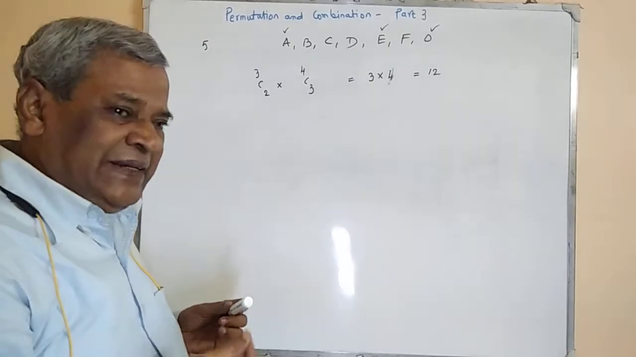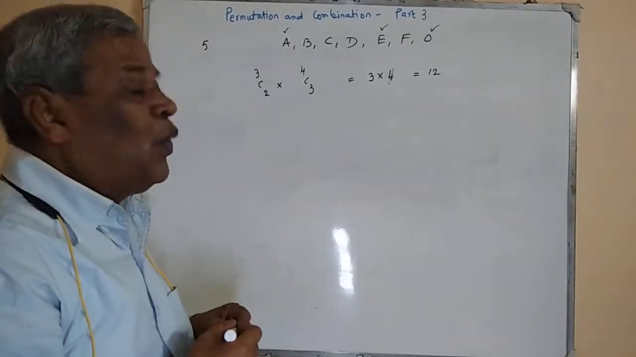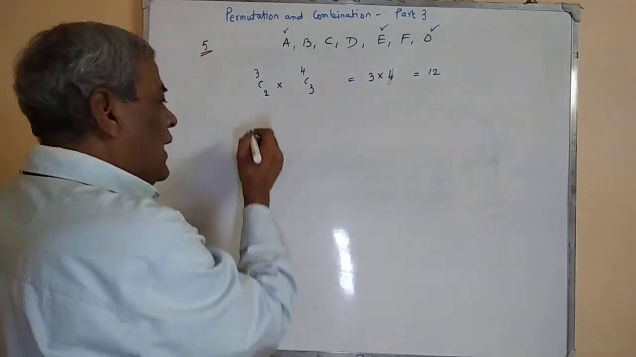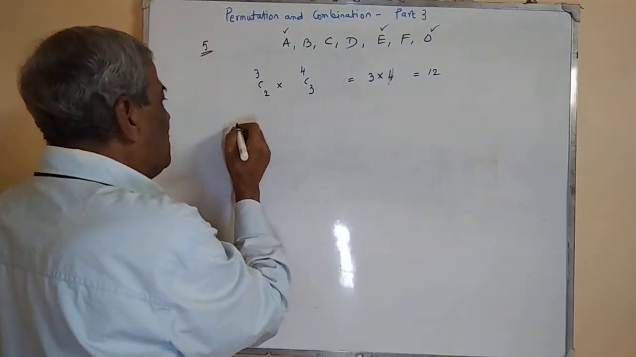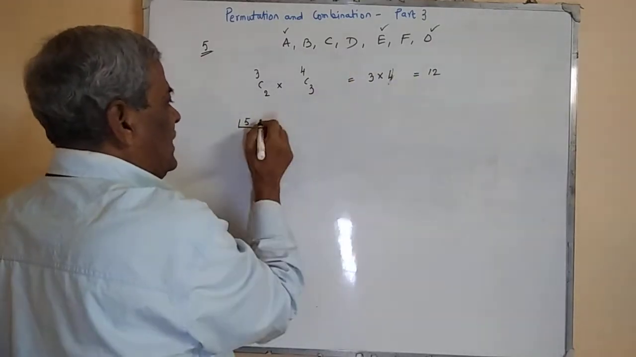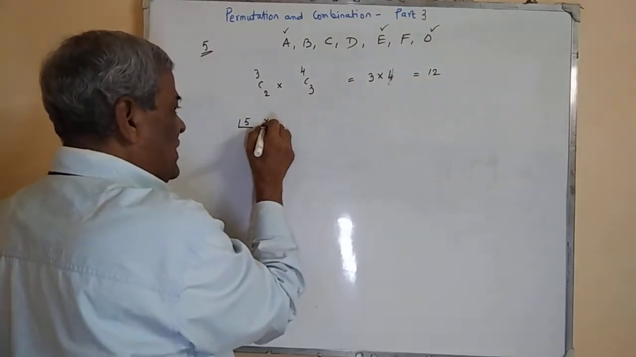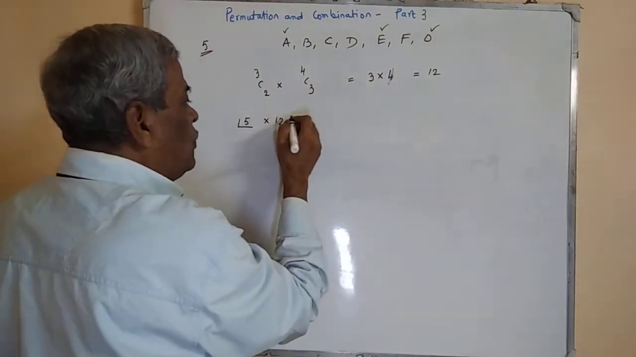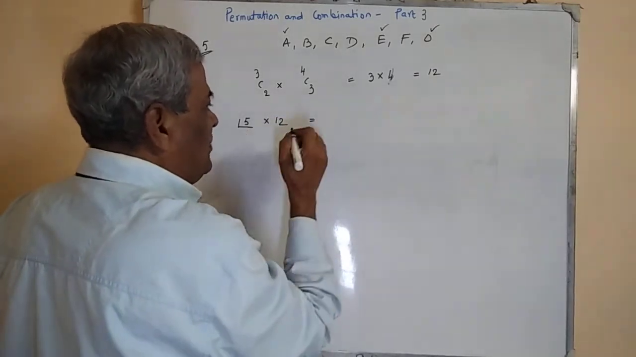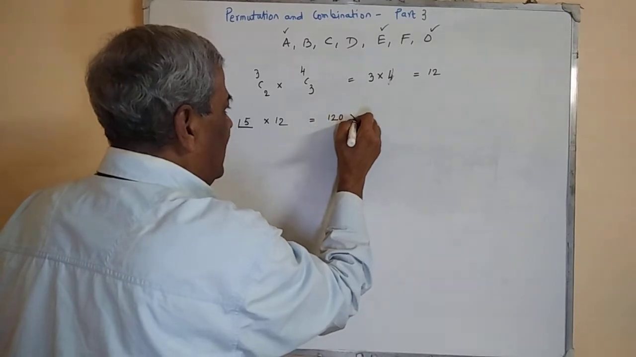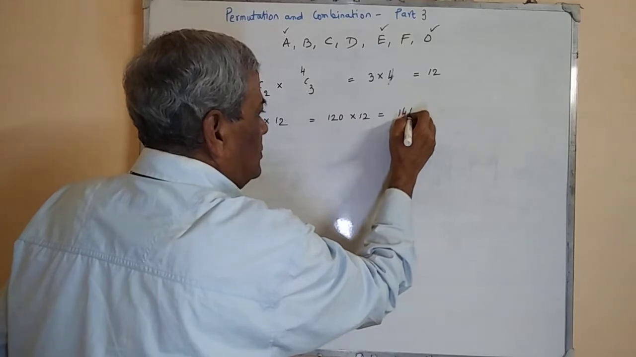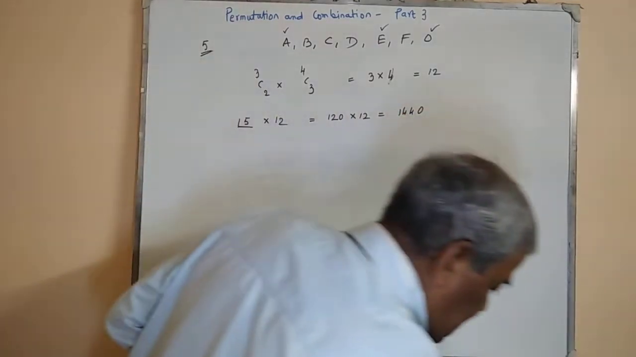Now using that set, we have to form words. For each set, the total number of words is the permutation, factorial 5. And with 12 sets, the total number of words is this into that. So it is equal to factorial 5, 120 into 12. I think this is the answer.